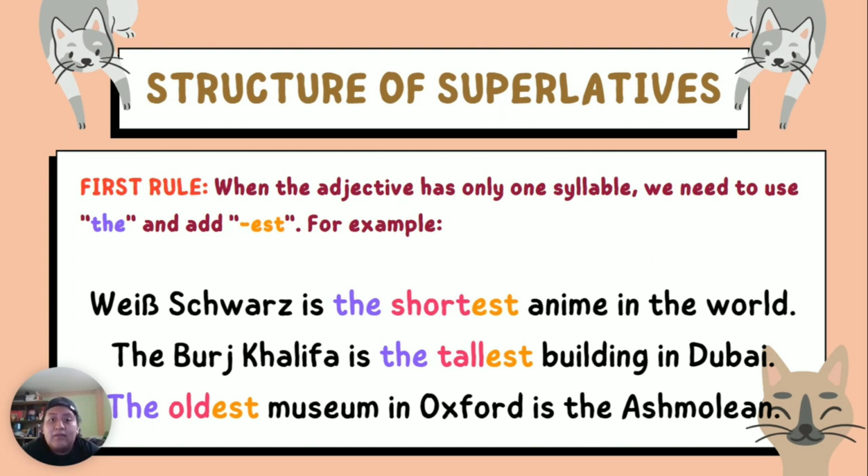Next example. The Burj Khalifa is the tallest building in Dubai. The adjective is tall. We need to use the and then add est, the tallest. Next example. The oldest museum in Oxford is the Taj Mahal. The adjective is old. We need to use the and then add est, the oldest.